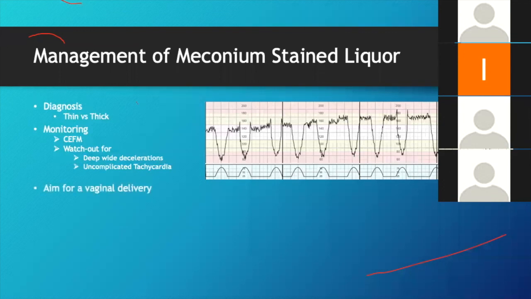Okay. The main aim is for vaginal delivery. That's the situation for all babies, no? But with a baby with meconium, I'm actually more focused on getting a vaginal delivery. Why? So that chest compression that happens with a vaginal delivery ends up with a third of the volume of the liquor being drained out.